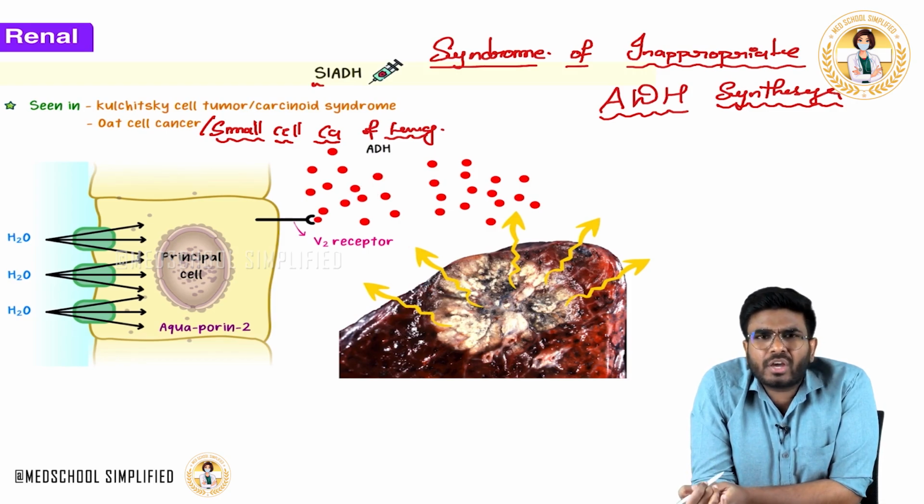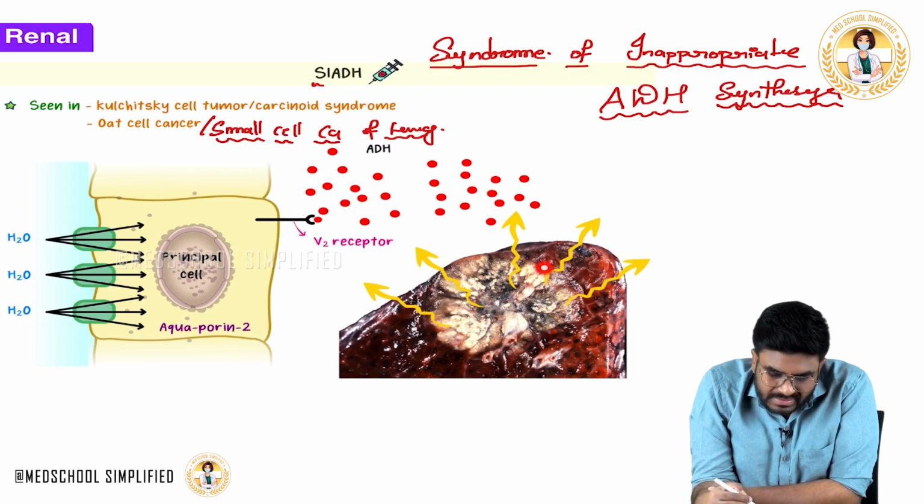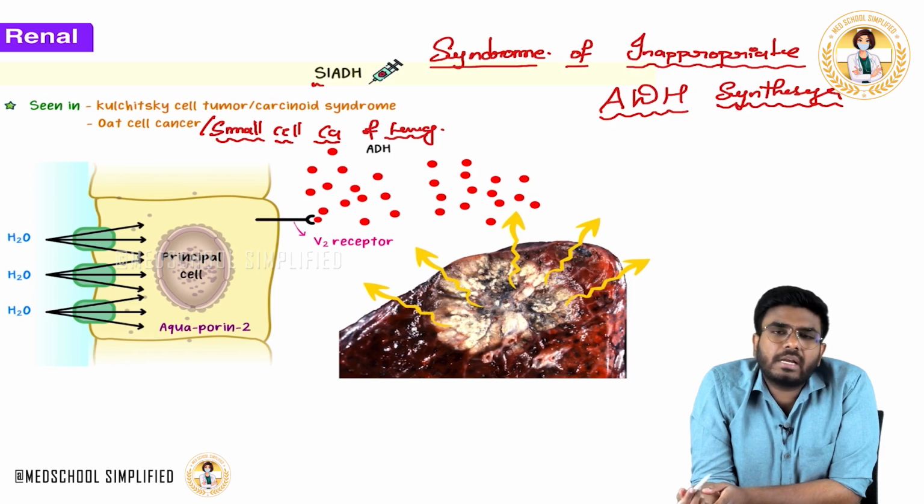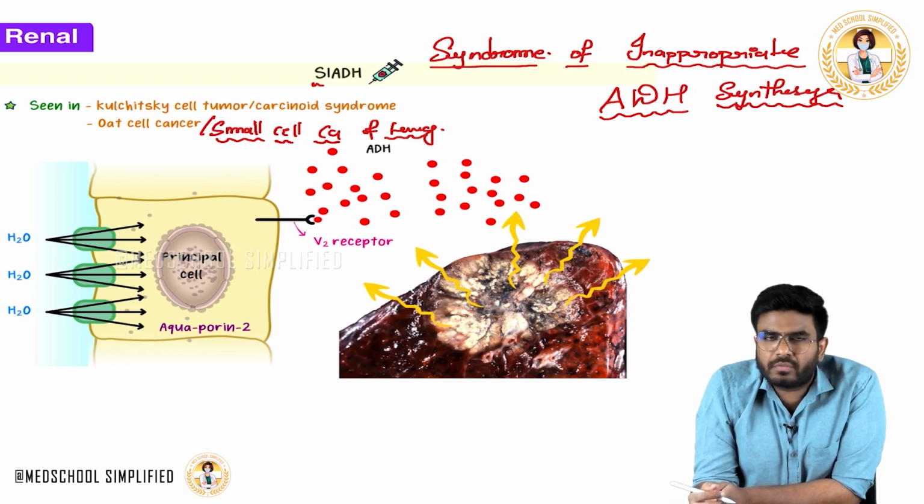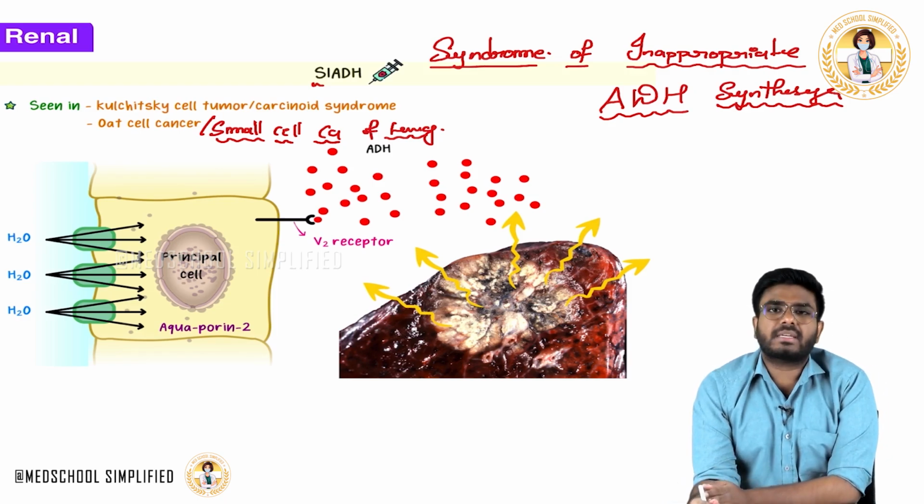See, normally antidiuretic hormone should be produced from the hypothalamus, the hypothalamic neurons, the supraoptic nucleus of the hypothalamus, right? Now how come this lung tissue is able to synthesize the antidiuretic hormone? Usually students get this kind of doubt, usually in your first year.